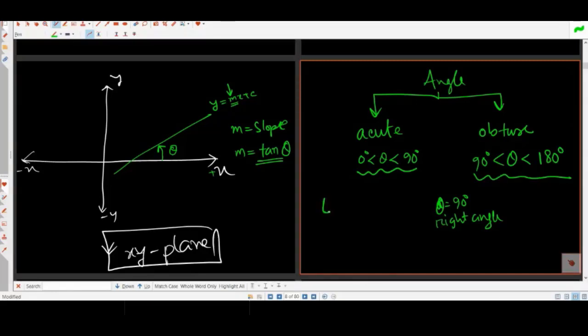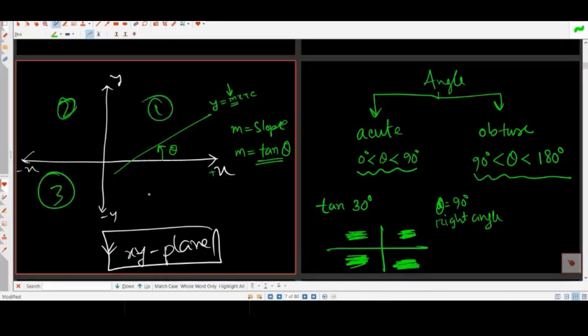So suppose we are going to evaluate tan of 30 degree. So we know that in Cartesian coordinate system, this is the first quadrant, it is the second quadrant, it is the third quadrant, and this one is the fourth quadrant. In first quadrant, all the trigonometric forms, that is sine theta, cosine theta, tangent theta, cotangent theta, secant theta, cosecant theta, all these are positive.